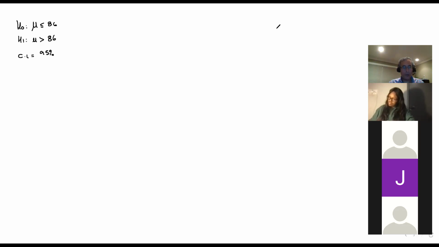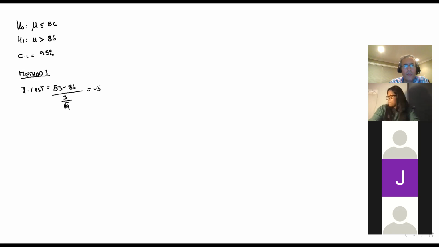Okay, so let's take a look at this. Let's do method one. Again, it's my t-test. The t-test doesn't change, the formula doesn't change. What was x bar, 85? 83 minus 86, divided by 3 over the square root of 9, correct? So we have here minus 3, right? Now this is my step one.